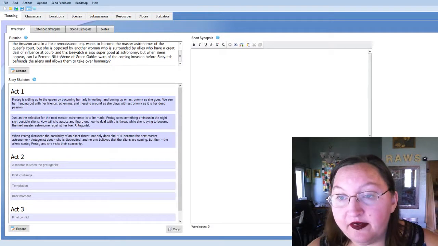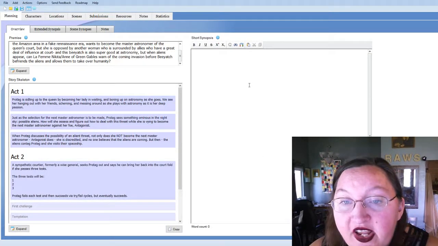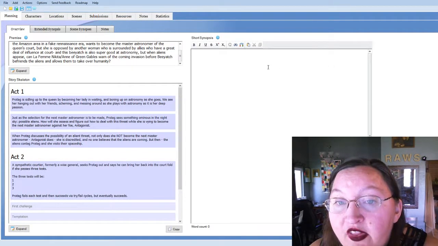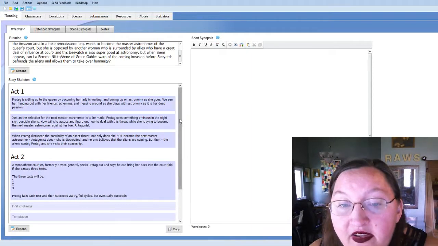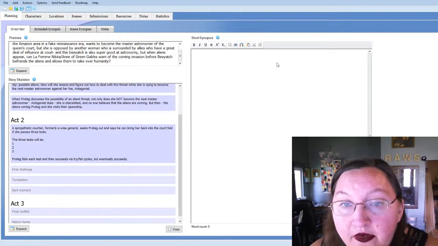All right, so a mentor teaches the hero. First challenge, time to put your lead under pressure. It may be that they have a first encounter with the villain, or for a slower build, it could be the villain's cronies. All right, first challenge. Here we go.